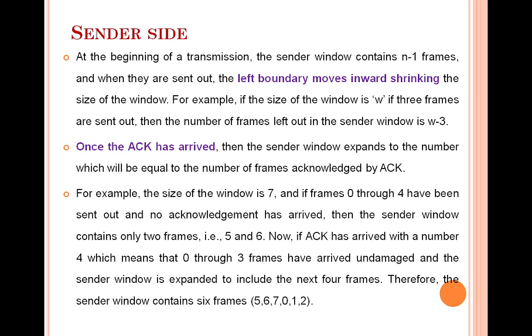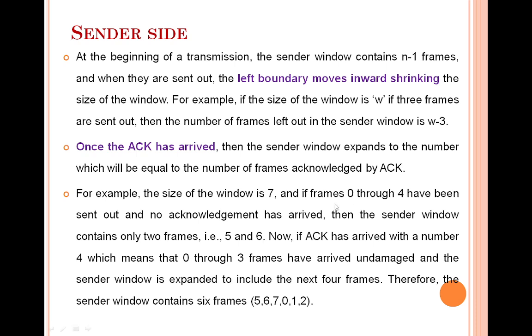So from the sender side, what we are going to do, and at the receiver side, what we are going to do. Here we have given that the left boundary moves inward, shrinking. Whenever the sender window contains n-1 frames and they are sent out, the left boundary moves inward, shrinking the size of the window. For example, if the size of the window is W and 3 frames are sent out, then the number of frames left for the sender window is W minus 3, because 3 frames have already been transmitted. So it will be reduced.